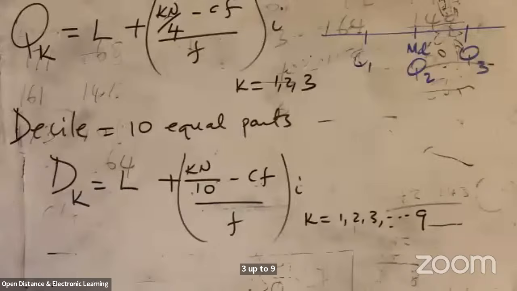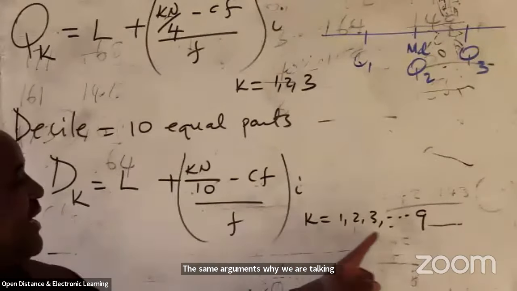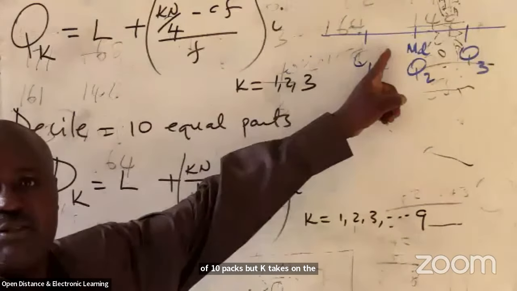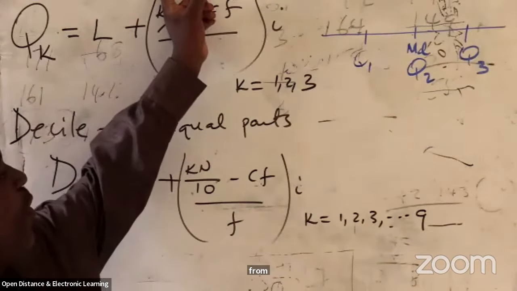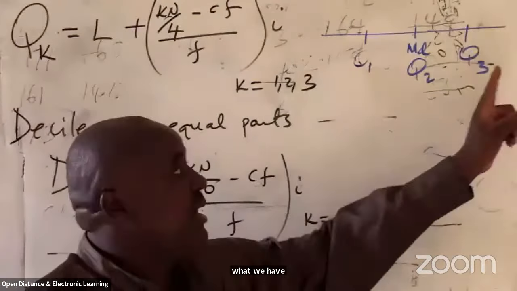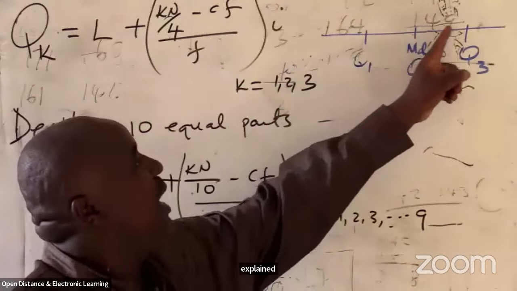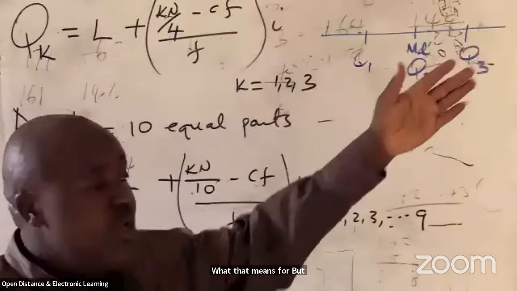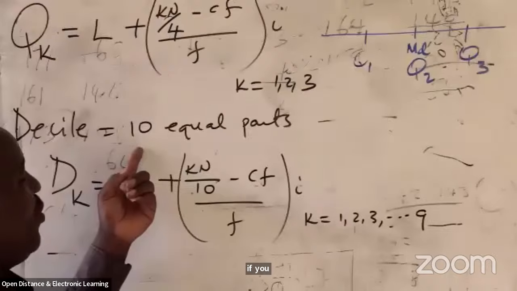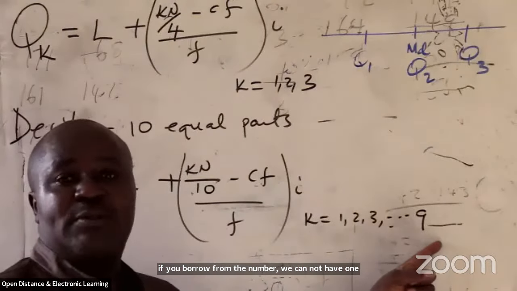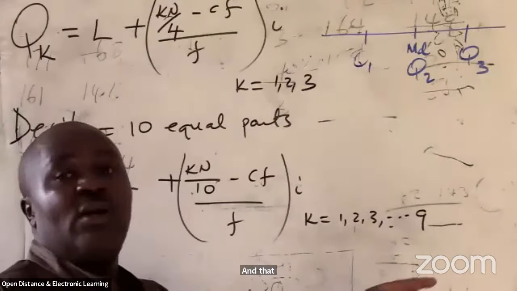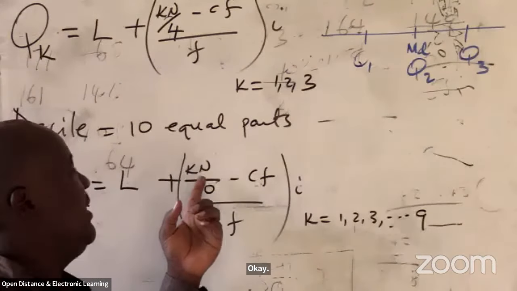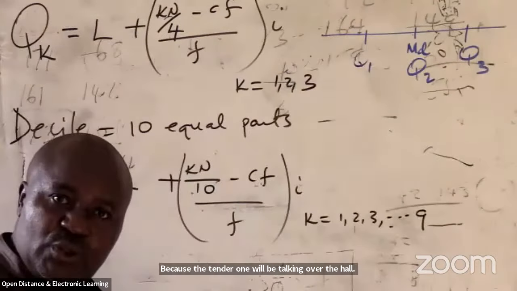The same argument, why we are talking of 10 parts, but K takes on value up to 9, is derived from what we have explained under the quarter. Quarter means 4. But if you borrow from the number line, we cannot have 1 and 3. And that is what gives us the 4 parts. So similarly, for the decile, 10 equal parts, it means we can compute up to the 9. Because the 10th one will be talking of the whole. If K takes on 10, then this is just N, the whole total.